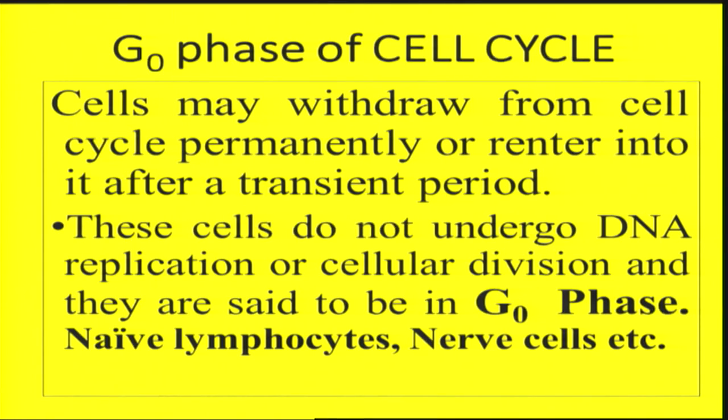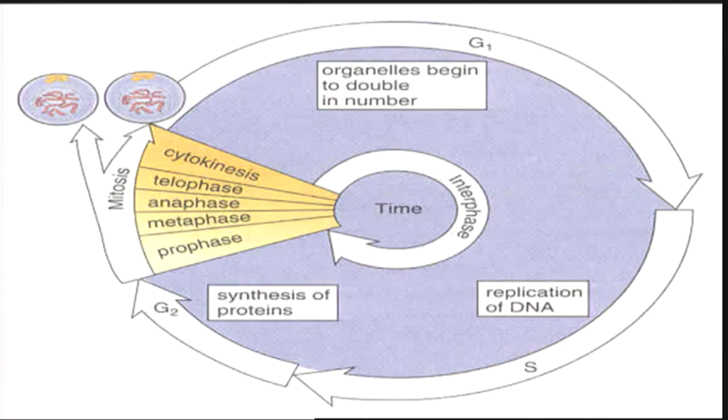As far as lymphocytes are concerned, particularly the naive lymphocytes, they would not divide unless the antigen for which they are specific enters the system. Once there is an antigen for which these lymphocytes are specific, it would provide the necessary stimulus for the cell to enter the cell cycle. Otherwise, it will remain in the G0 phase of the cell cycle.